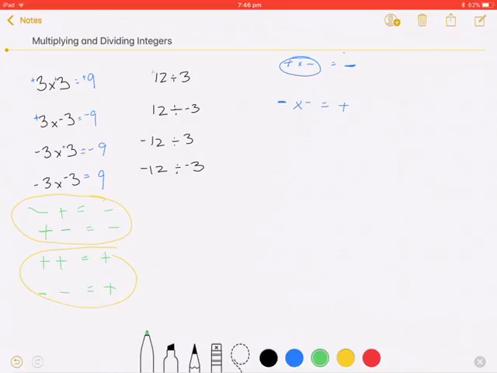12 divided by 3, little pluses out there, so they're both positive numbers. 12 divided by 3 is 4. 12, little plus out there, divided by negative 3, so you've got a positive number and a negative number. That's going to give you a negative number.